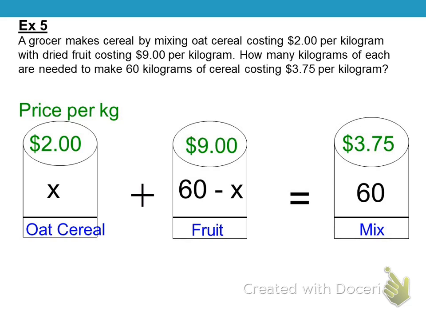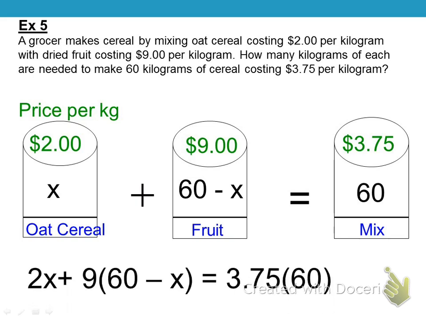That makes sense. All right, from here we write our equation just like normal. We don't have to move the decimal around. These aren't percents. These are actual dollars. So we'll have 2 times X plus 9 times that whole quantity equals 3.75 times 60.